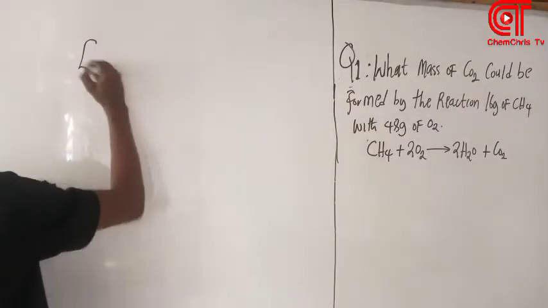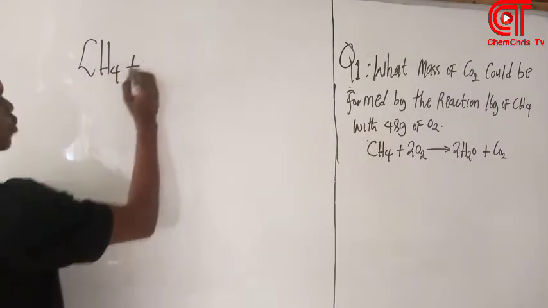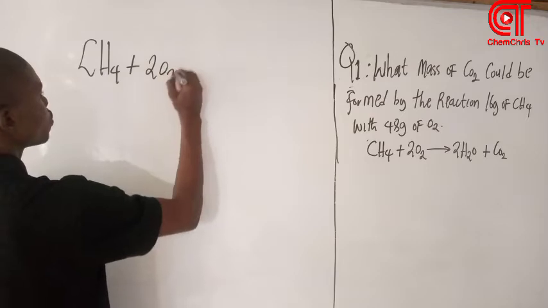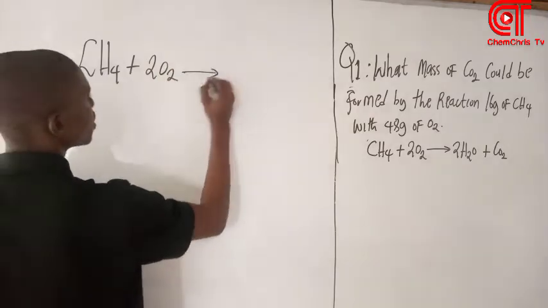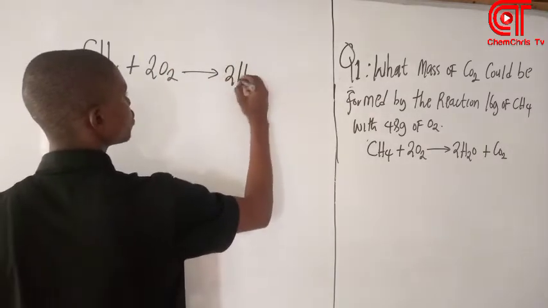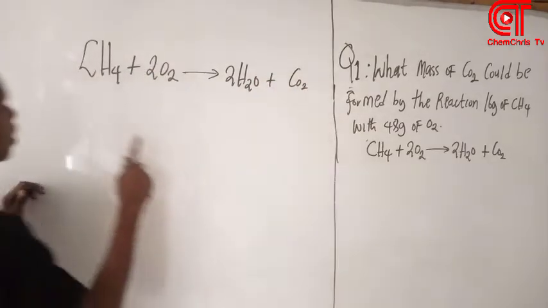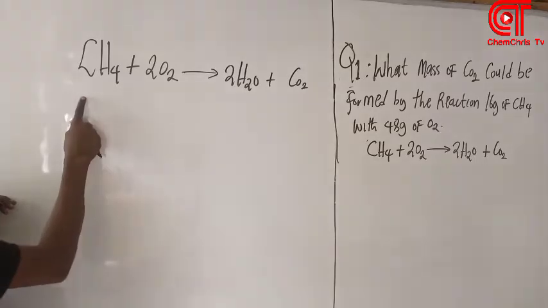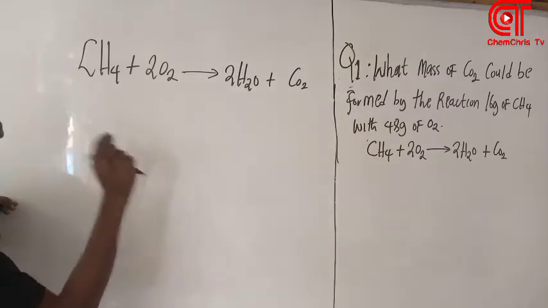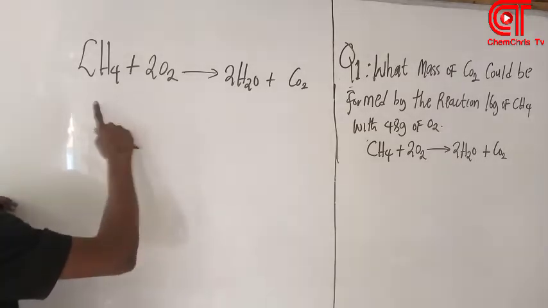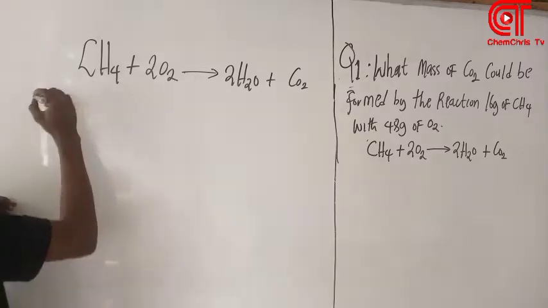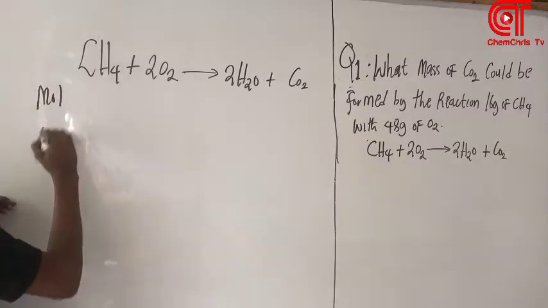Here we have CH4 plus 2O2 giving you 2H2O plus CO2, right? So what I want to do here is write the balance of mass and the balance of mole for this one, for every species. So here we have mole, and here we have what? Mass.